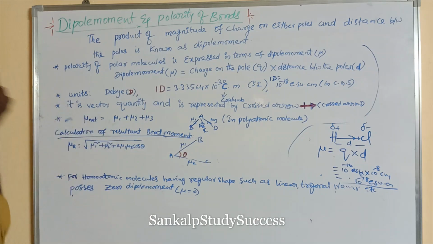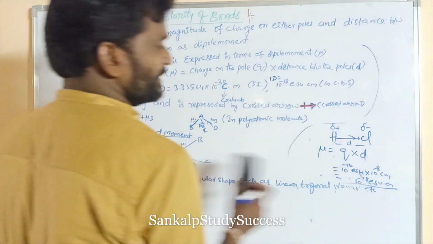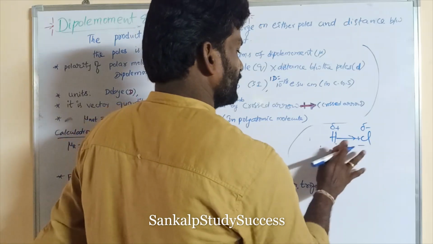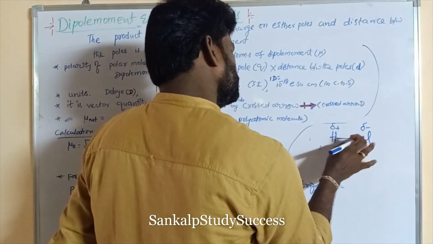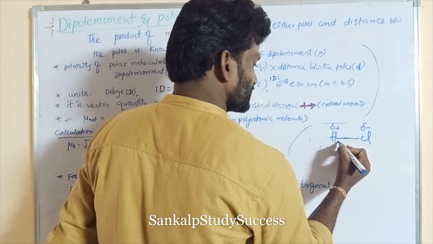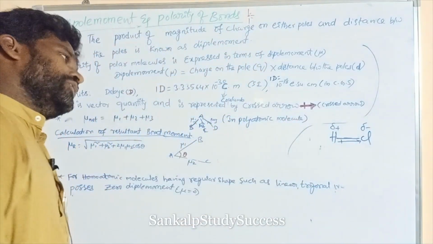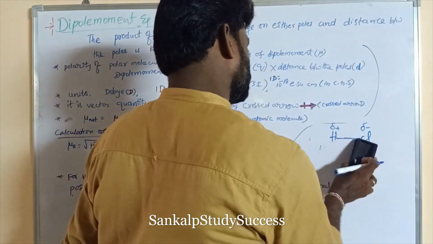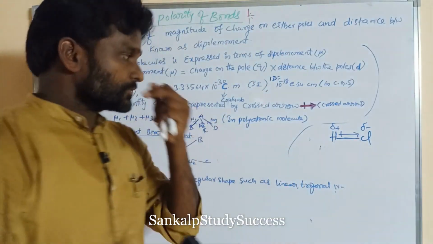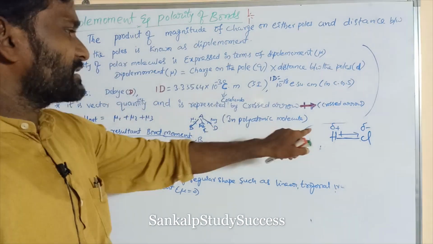Dipole moment is represented by a crossed arrow. So this is the HCl molecule. Here it is the covalent bond. This covalent bond is shifted towards the more electronegative atom, so that can be represented by a crossed arrow. Above or below, both are the same. So dipole moment can be represented by a crossed arrow.